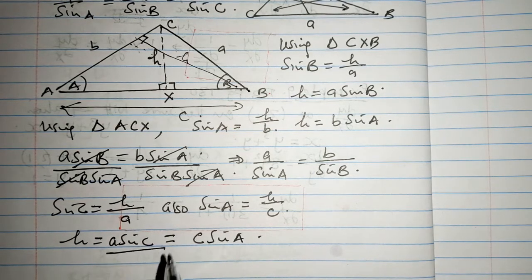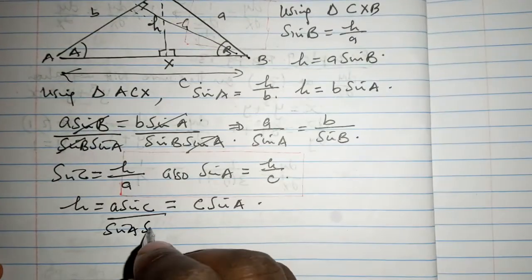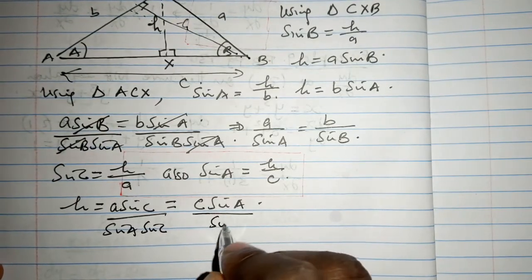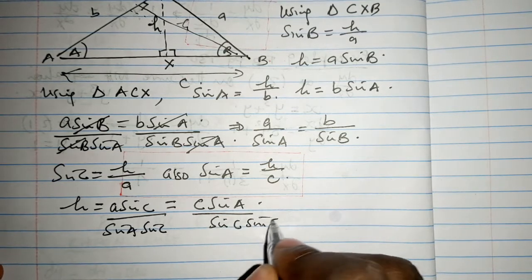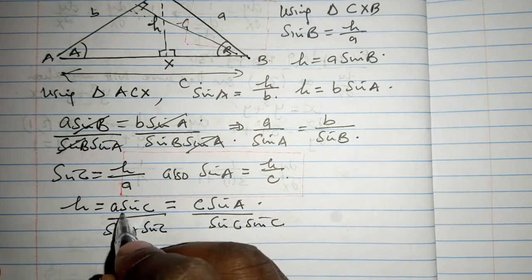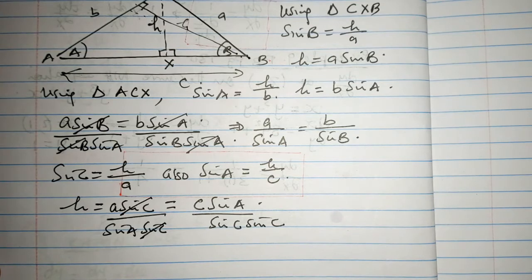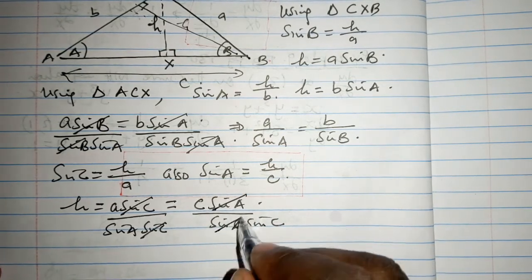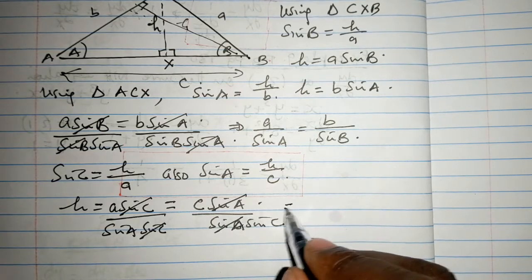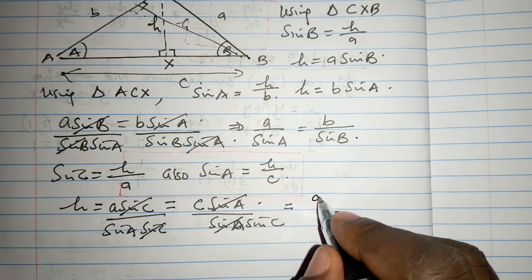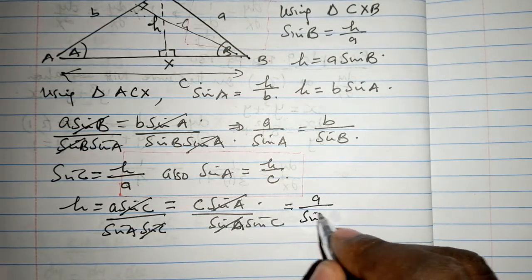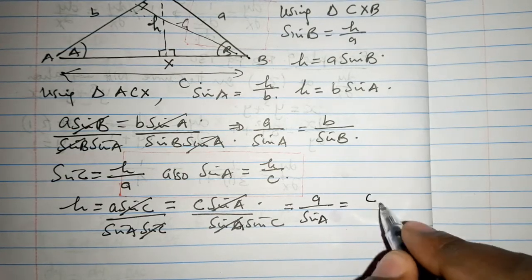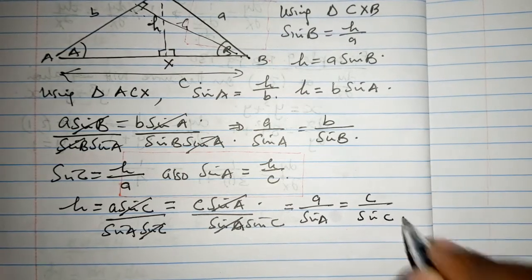So if you divide by sine A sine C, then sine C will cancel with sine C, and sine A will cancel with sine A, and you will be left with a over sine A equals c over sine C.